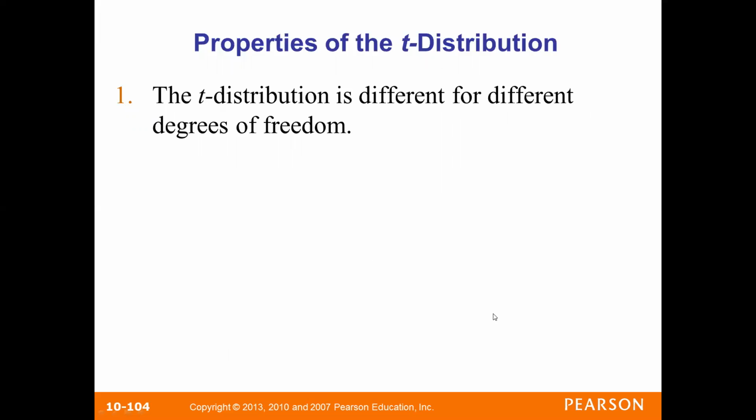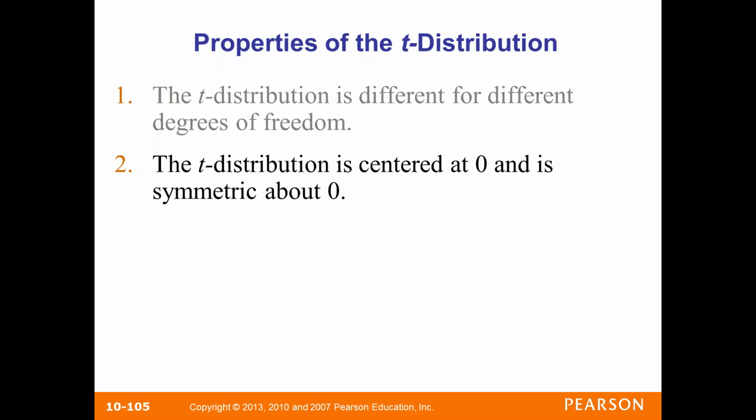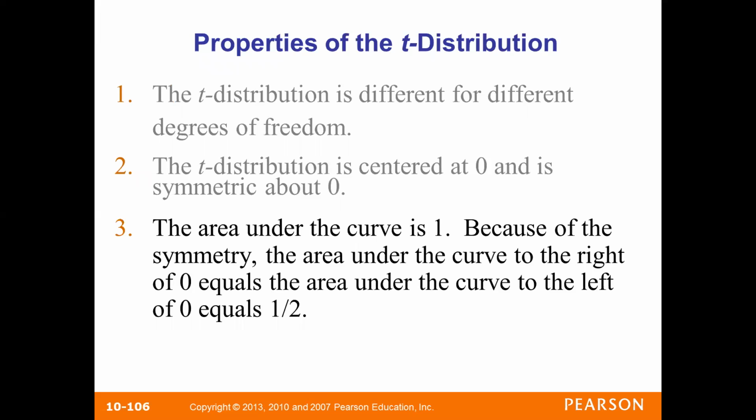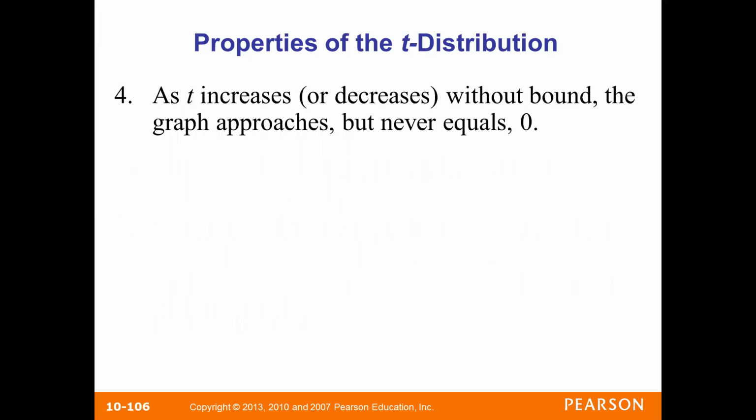The t-distribution is different for different degrees of freedom. We saw that in our previous lecture, that the larger the degrees of freedom, the closer this thing is to the normal. The smaller the number of degrees of freedom, the more weight there is in the tail. It is still centered about 0 and symmetric. It is still a distribution, so the area under the curve is 1. The area to the left of 0 is a half, and the area to the right of 0 is a half because of that symmetry.